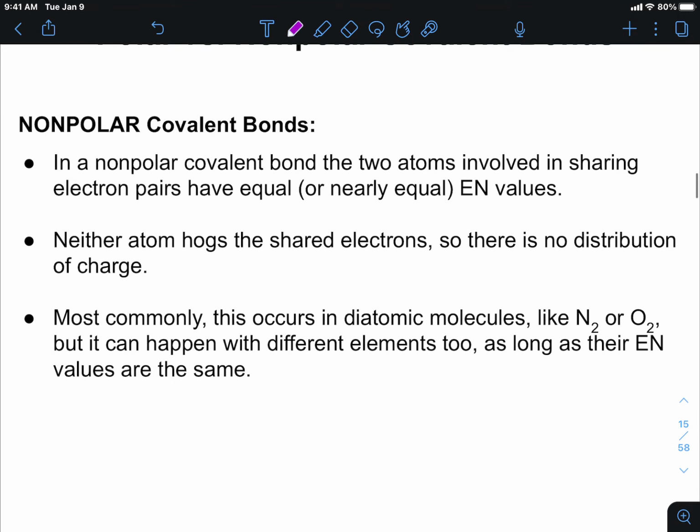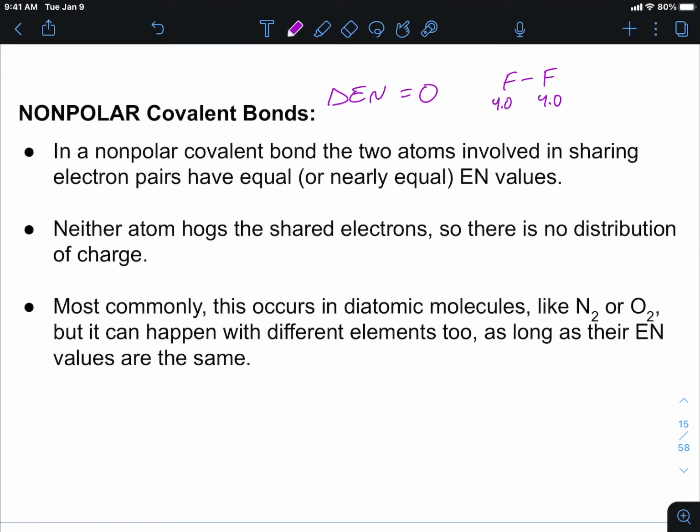Okay, so then, in a non-polar covalent bond, your delta En equals 0. What does that mean? You have 2 elements with the same electronegativity. They're sharing equally. Let's say fluorine was bonded to fluorine. 4.0, 4.0, that's a 0 difference. When that happens, it's about as symmetrical as a molecule can get. There's no positive or negative side because everything is equal. And this happens with molecules that tend to bond to themselves.